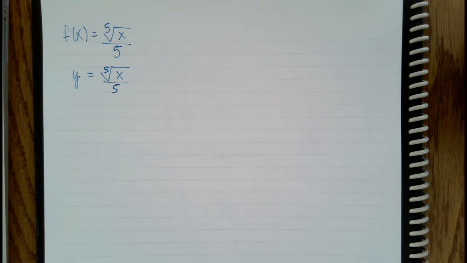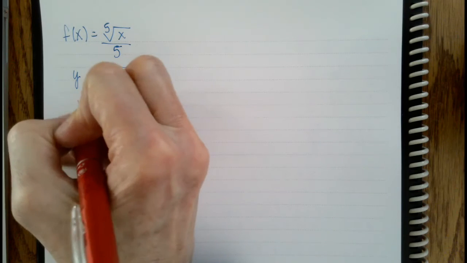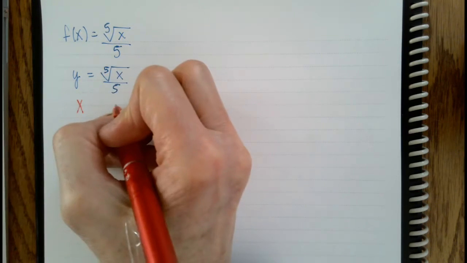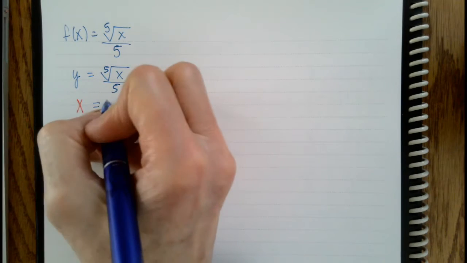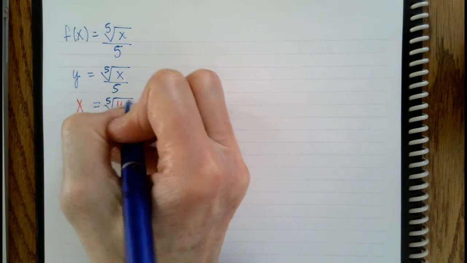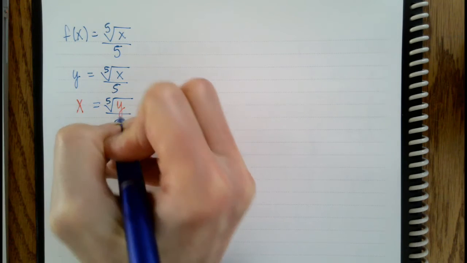And then what we want to do is switch the x and the y. X goes where y went, y goes where x went. So it's going to be x equals the fifth root of y, divided by 5.